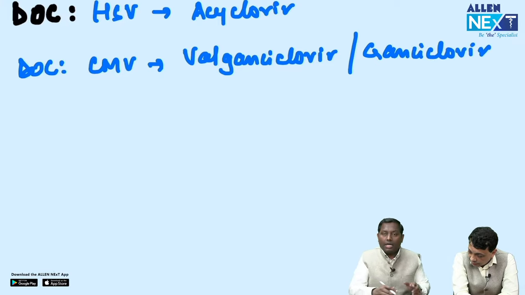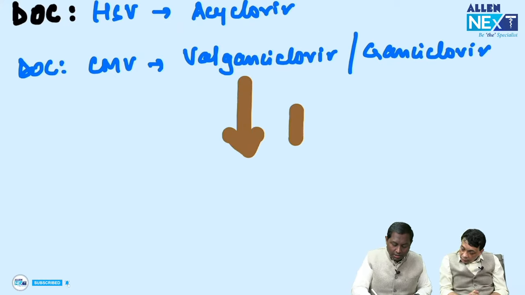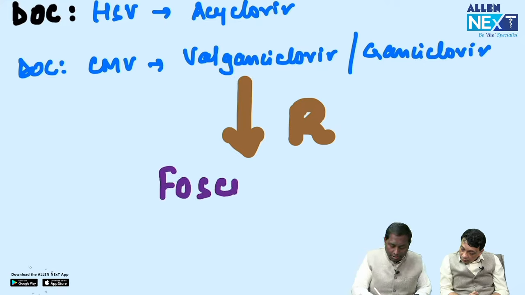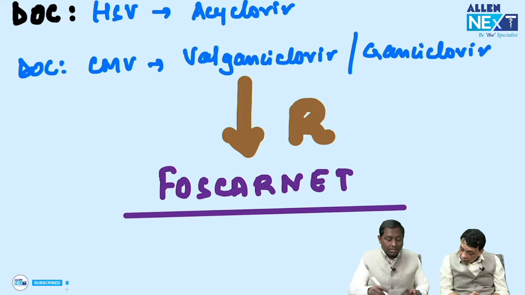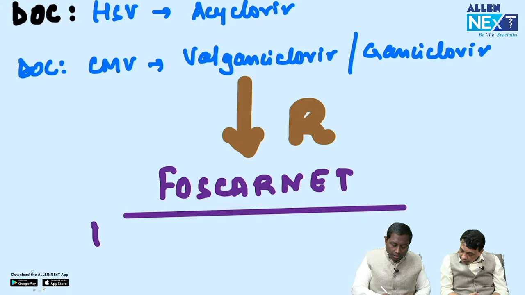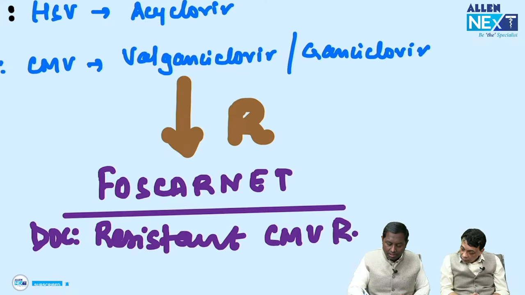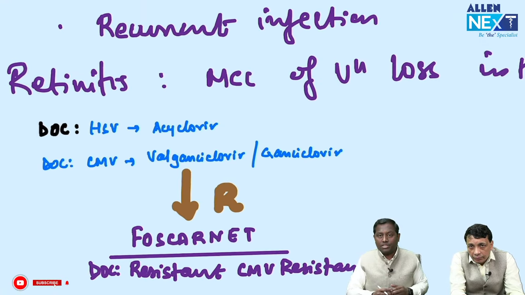In any scenario, if there is going to be any resistance, R for resistance here, then in that scenario we are going to choose the agent that is foscarnet. So, can I say foscarnet is the drug of choice for resistant cases of CMV retinitis? It's the drug of choice for resistant CMV retinitis. If the examiner frames something like this, because I have seen in the 2020 AIIMS examination, they asked a question about foscarnet, whether it is given in a sensitive patient or a resistant patient, in case of CMV or in a patient with HSV.